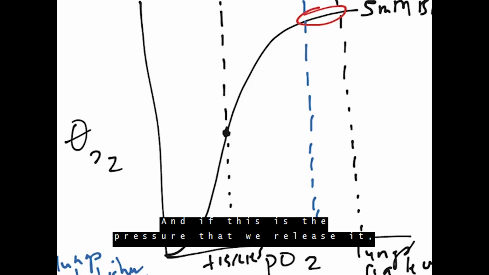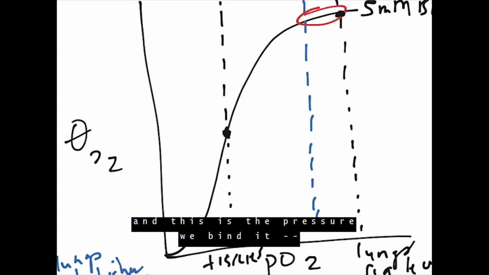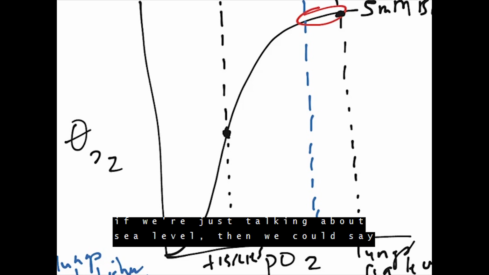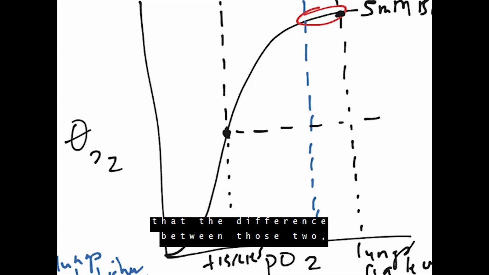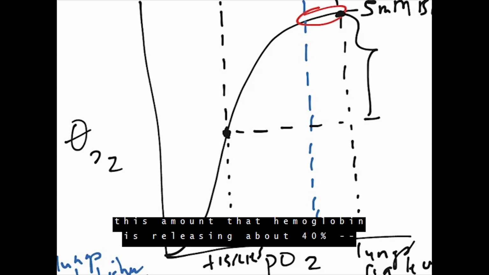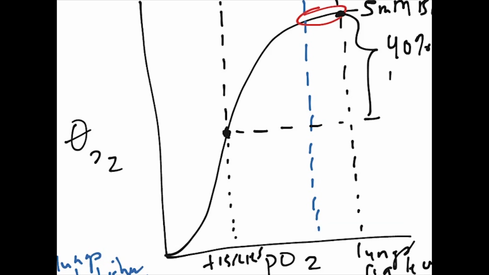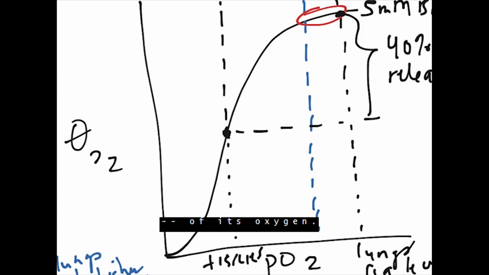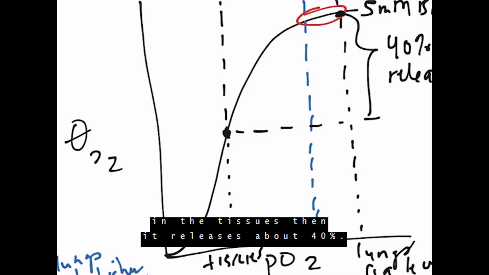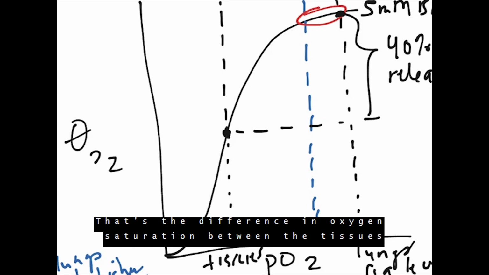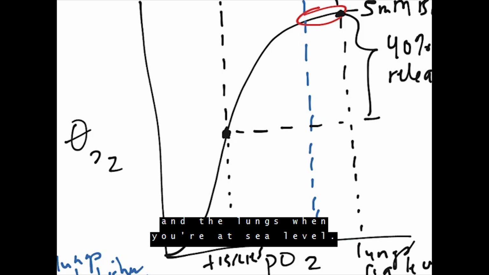And if this is the pressure that we release it, and this is the pressure we bind it, if we're just talking about sea level, then we could say that the difference between those two, this amount, is that hemoglobin is releasing about 40% of its oxygen. So it binds it in the lungs, in the tissues, then it releases about 40%. That's the difference in oxygen saturation between the tissues and the lungs when you're at sea level.